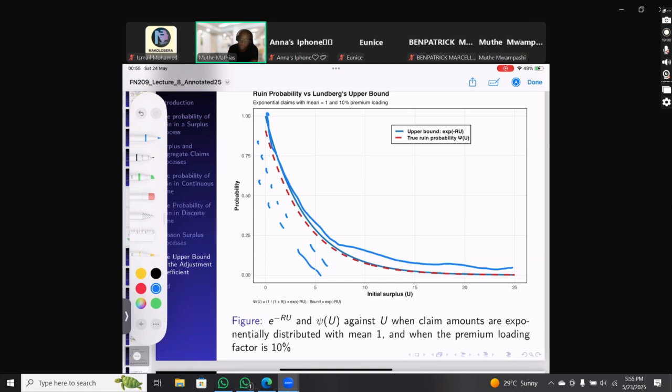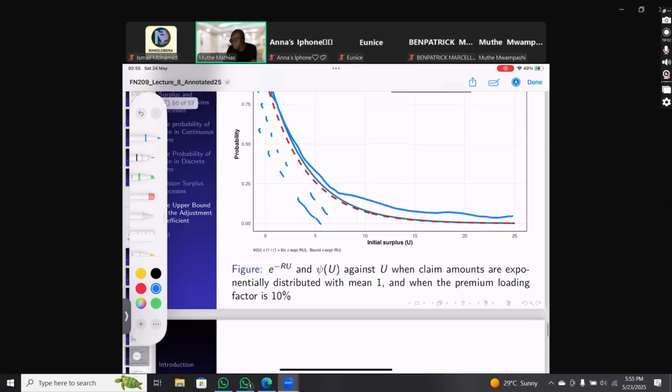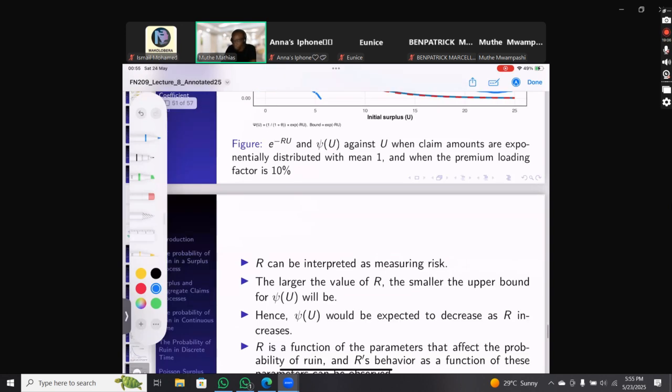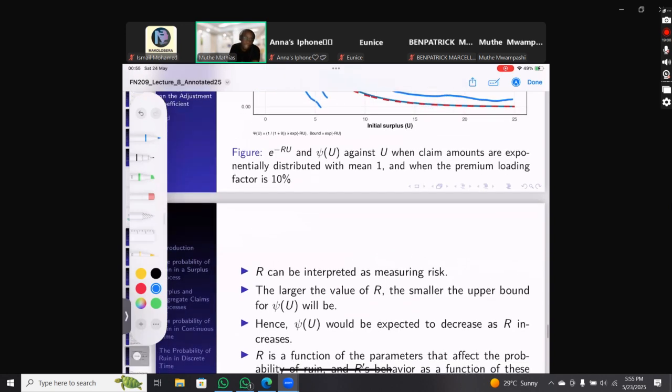So it's very simple. In case kama ukiulizwa swali la ruin, itakuwa ni swali kuhusu estimate the upper bound. Ambayo is very simple, is simply e to the power minus RU, where R is simply the adjustment coefficient. So maybe kazi itakuwa ni estimate the adjustment coefficient. Once you get the adjustment coefficient, of course, you can estimate the probability of ruin there.